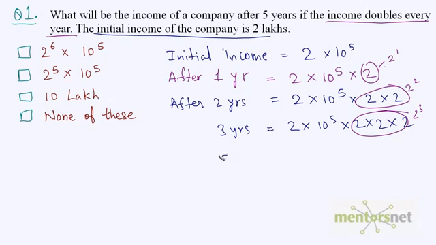So after 5 years, which is asked, the amount will be the initial amount, which is 2 into 10 raised to power 5 times 2 raised to 5. Now this is 2 times 2 raised to 5, which will be equal to 2 raised to 6 times 10 raised to power 5. So the answer is option 1.